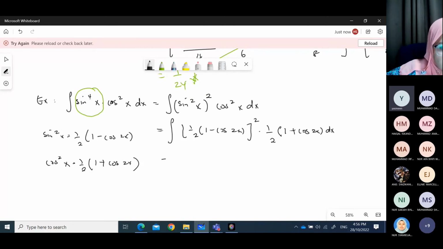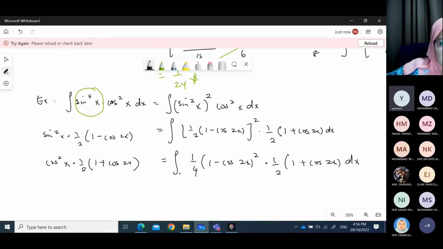Okay, so yang ini you kembangkan dia kuasa 2. So 1 over 2 to the power of 2 is 1 over 4. And then this 1 minus cosine 2x to the power of 2, times 1 over 2 times 1 plus cosine 2x dx. Okay, so yang ini cuba kita kira kat luar untuk kuasa 2 tu.